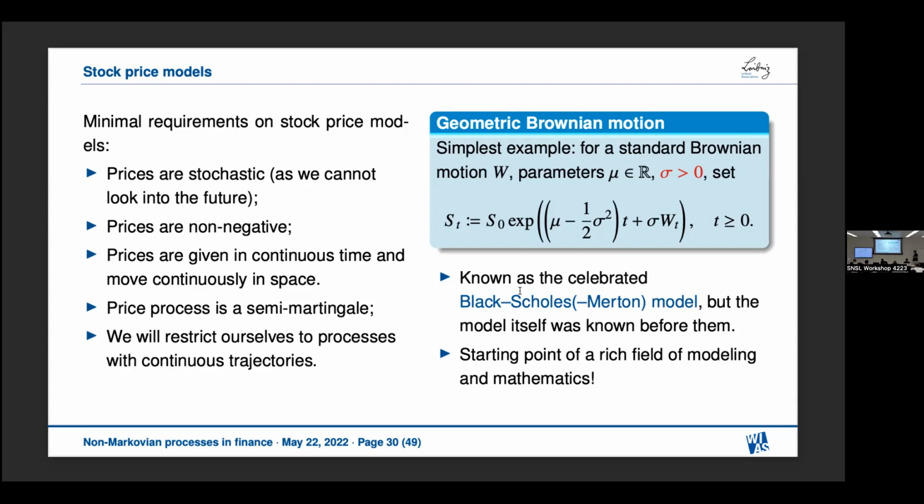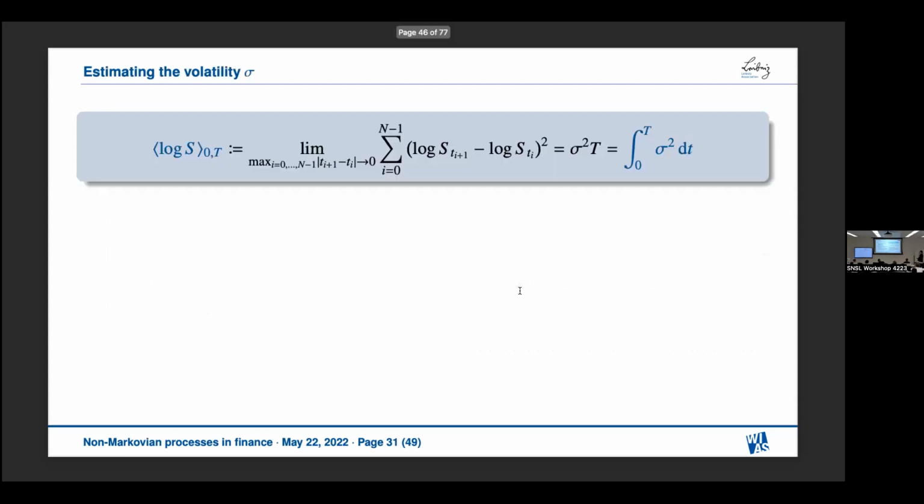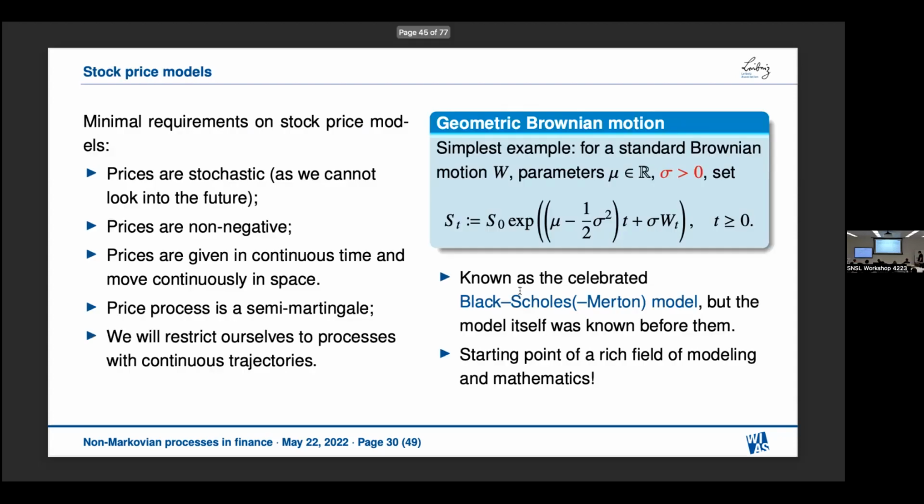What they got it for was a replication argument. And we will hopefully come back to this later today. Okay, so you see here in this model, we have two parameters. We have mu, the rate of return, and we have sigma, the volatility.